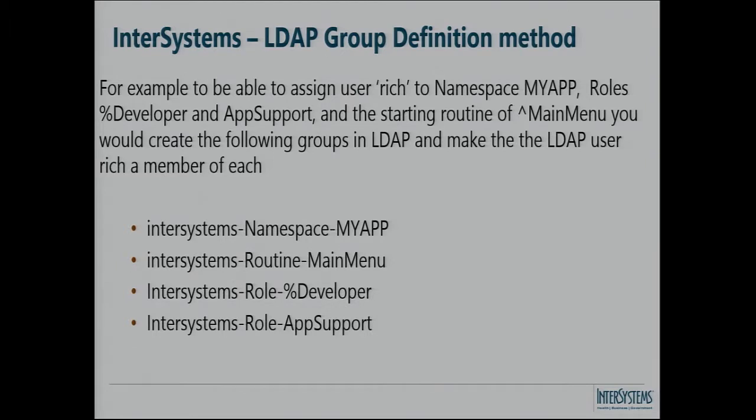So if you actually look at a full example of this, if I want to take the user Rich, and I want them to be able to start in the namespace MyApp, I want them to have the roles of developer and app support, and when they start up, they have to start in the routine main menu. So I would have to set up and make Rich a member of these following groups in LDAP. I'd set up a group called InterSystems-namespace-MyApp, InterSystems-routine-main menu, and then the role for developer and the role for app support. Now, if you end up with a fairly complex structure, you're obviously adding a lot of groups, and that can sometimes be an issue.